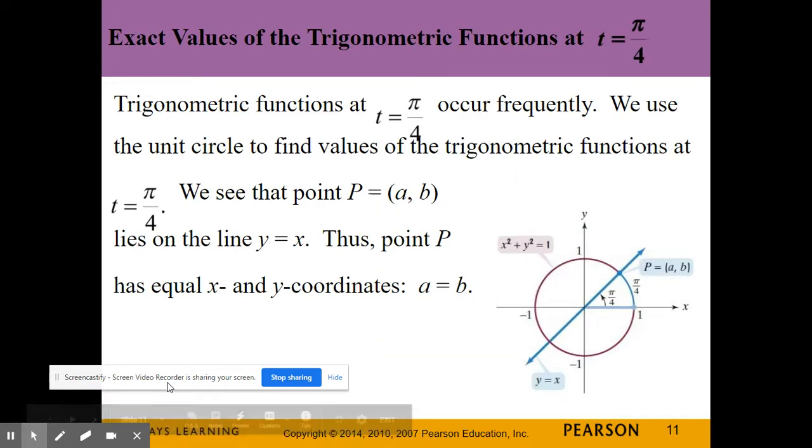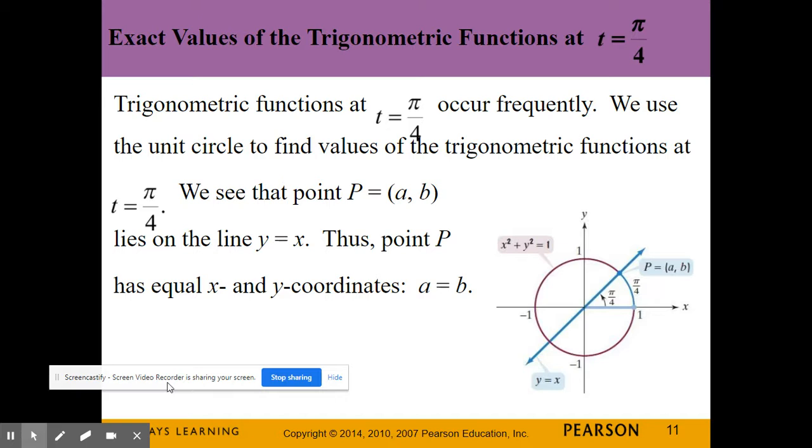So trigonometric functions at t equals pi over 4 occur frequently. Those are the ones we just pointed out on the unit circle. We use the unit circle to find values of the trigonometric functions at t equals pi over 4. We see that point P, which has a and b. So we're going to prove why a and b are both root 2 over 2. Lies on the line y equals x. Thus, point P has equal x and y coordinates.